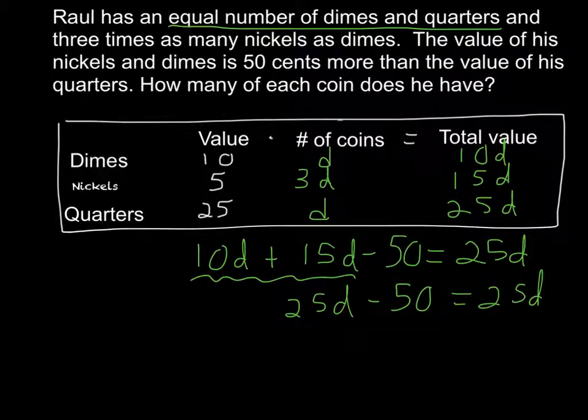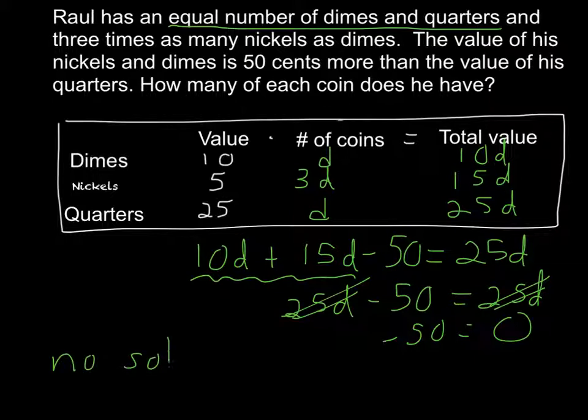So what we get here, you'll notice that we subtract, we get rid of the 25Ds, so we have negative 50 equals 0. So as you have seen before, that is a no solution because it is a false statement. Okay, so basically what we're saying is that if you were to add up the amounts of 25D and then take away 50 cents, it would be equivalent to 25D, which doesn't make any sense.